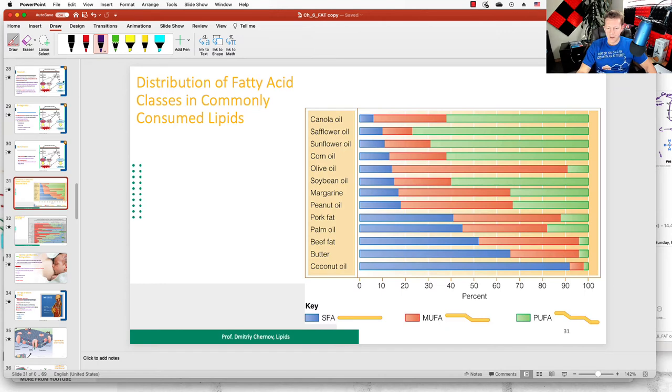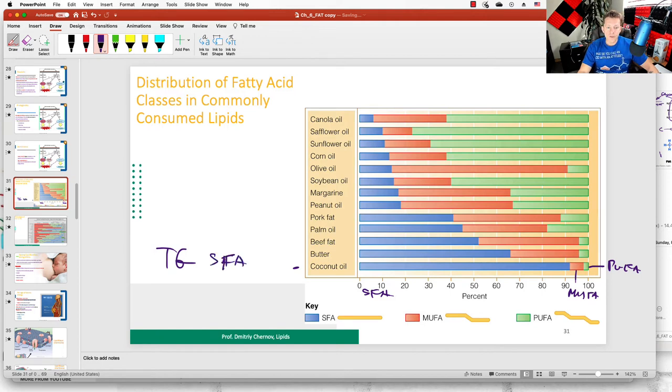You see the distribution of fats, let's say coconut oil. This blue stands for saturated fats, red MUFA, and whatever this color is, I think it's green, it's PUFA. But coconut oil is mostly made out of saturated fats, and there's some MUFA and some PUFA. So if it's mostly saturated fats, people can say that this type of triglyceride is mostly saturated fats.